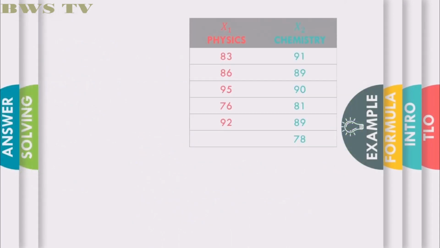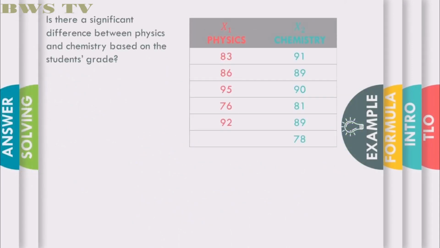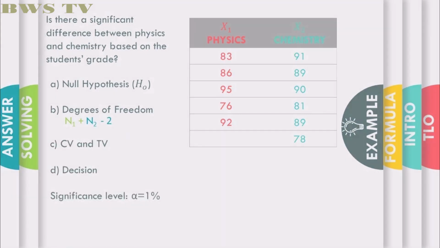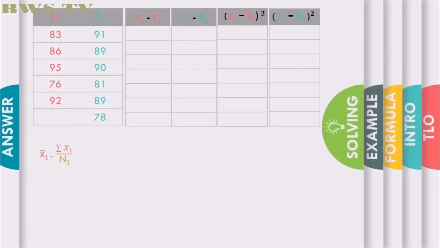Here's another example. Is there a significant difference between physics and chemistry based on the students' grades? Still, we need to get the null hypothesis, degrees of freedom, CV and TV, and decision. Given that the level of significance is 1%, let's proceed to solving.